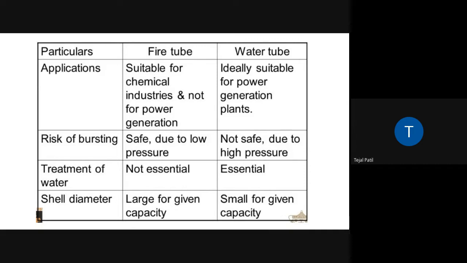So those sediments will be there. That's why it is not suitable, or you need to do the water treatment before sending it to the boiler. The next one is the shell diameter.